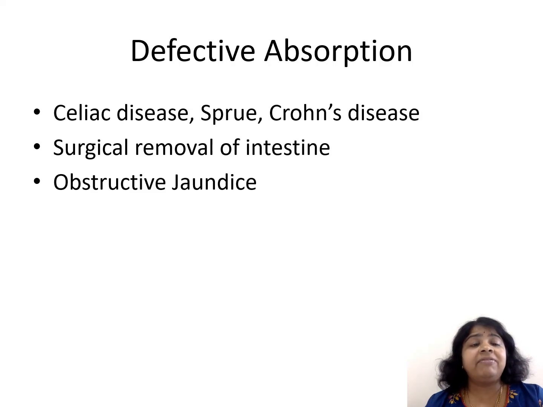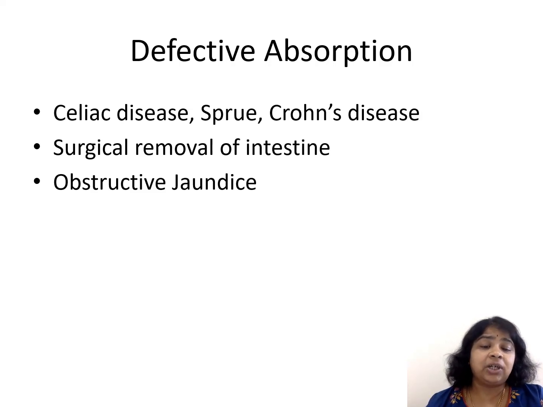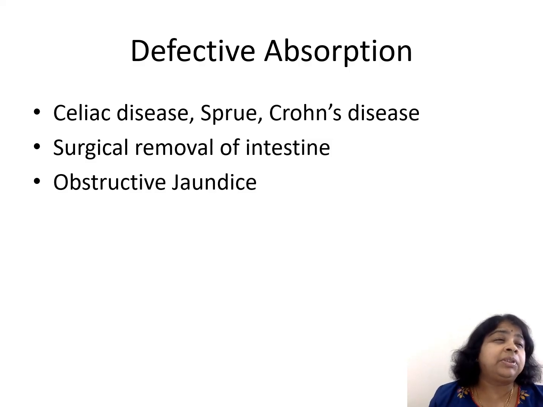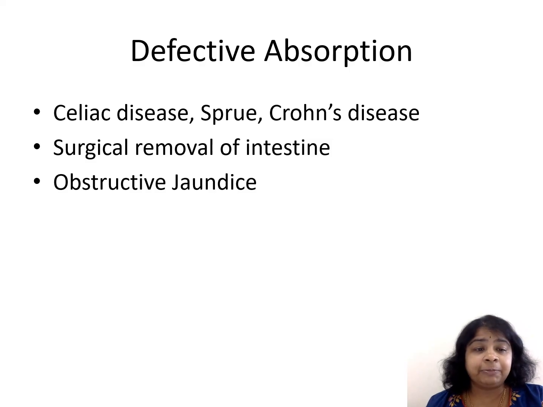Coming to defective absorption, there are various causes. It can be due to celiac disease, Sprue, Crohn's disease, or maybe due to some strictures or some other cause, or due to some cancers. There is surgical removal of large parts of the intestine so that there is not much time available for action of lipases, and there is defective absorption of these lipases. And defective absorption can also be due to obstructive jaundice, as bile salts are required.